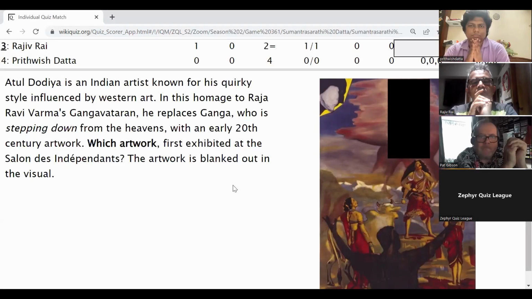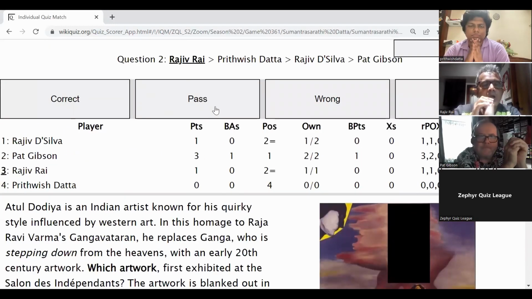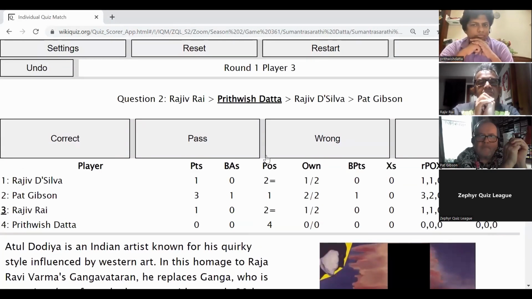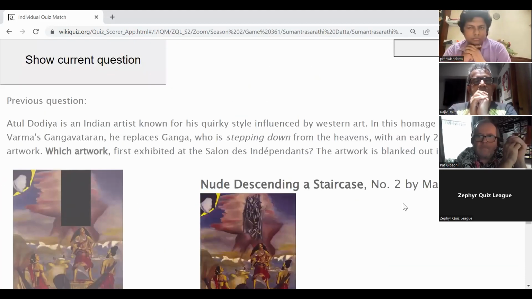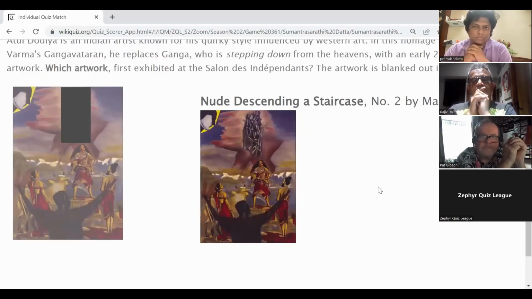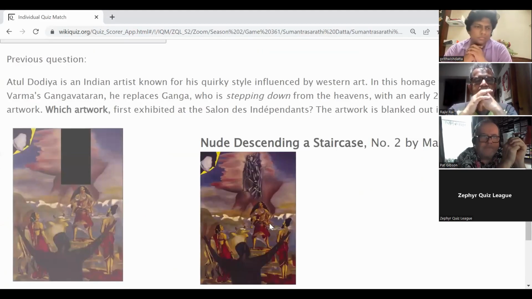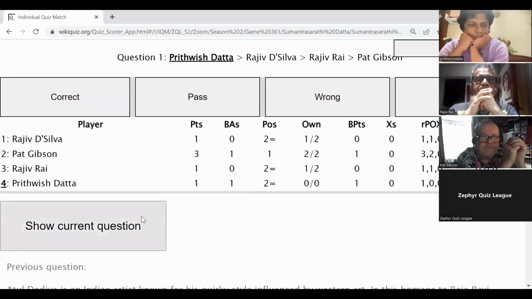Ten seconds. I'll go with Rajiv. Monk's scream. No, correct. You have to fish. Nude descending down the staircase. Absolutely correct. This is Duchamp's nude descending down the staircase. Him being stepping down part. Very well stolen there. And Prithwish, your directs now.